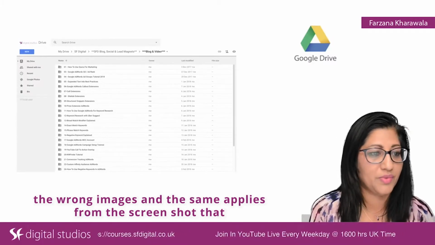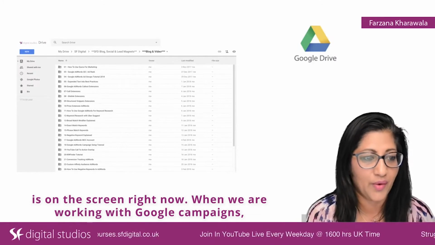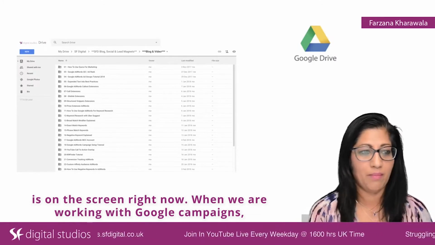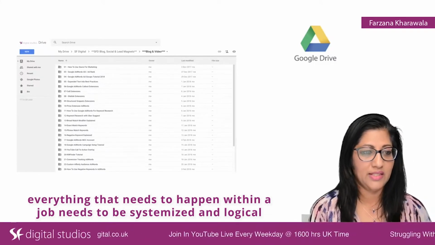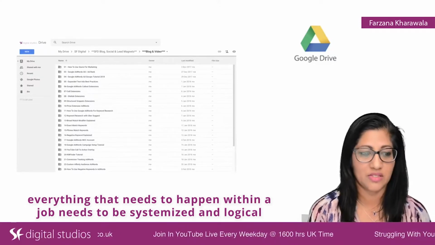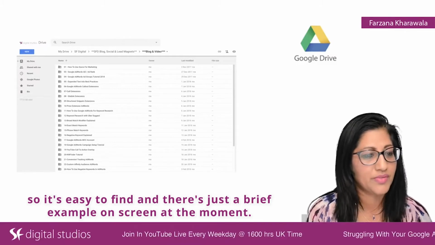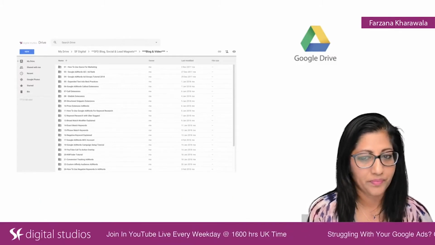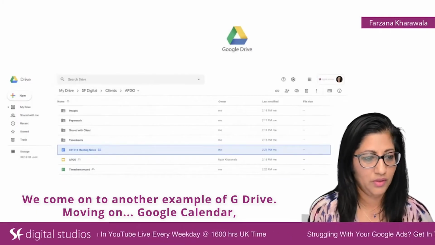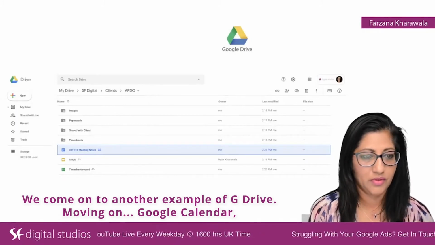And the same applies from the screenshot that is on the screen right now. When we are working with Google campaigns, everything that needs to happen within a job needs to be systemized and logical so that it's easy to find. And there's just a brief example on screen at the moment. We come on to another example of G Drive.